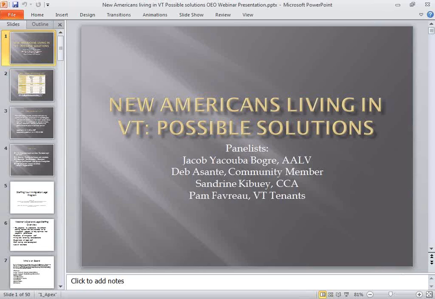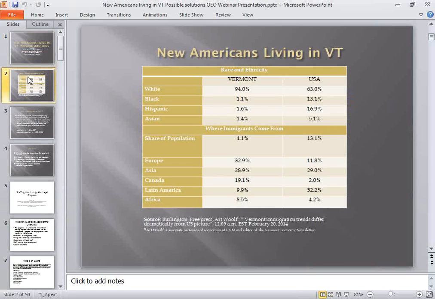Yes. When I was talking about new Americans, I was definitely speaking of immigrants and refugees, asylees, the undocumented. And when it comes to the racial makeup of the new American community in Vermont, we have here a slide that shows us basically what it is composed of. You have in Vermont 94% of whites compared to 63% in the U.S.